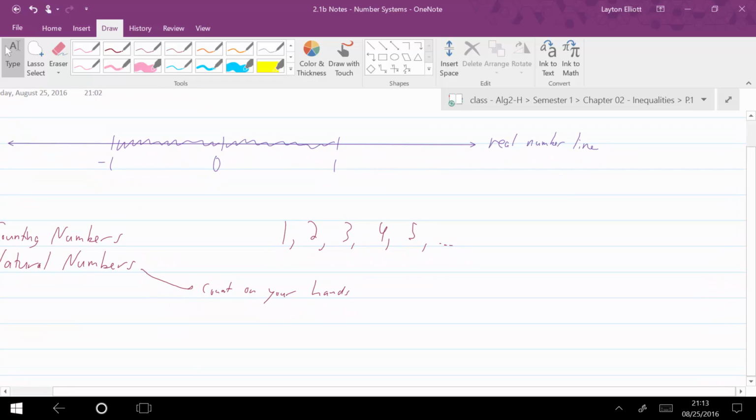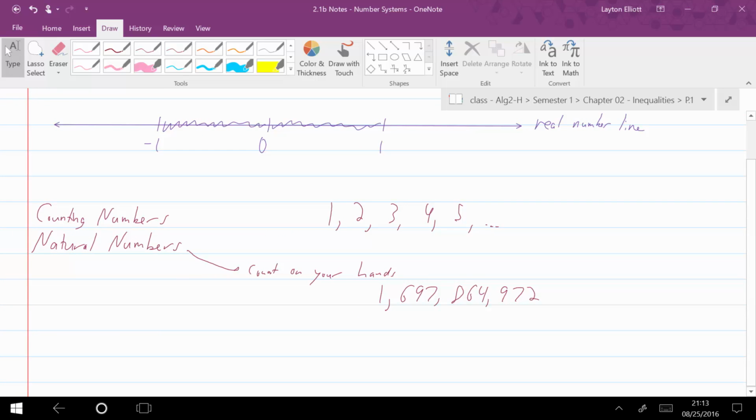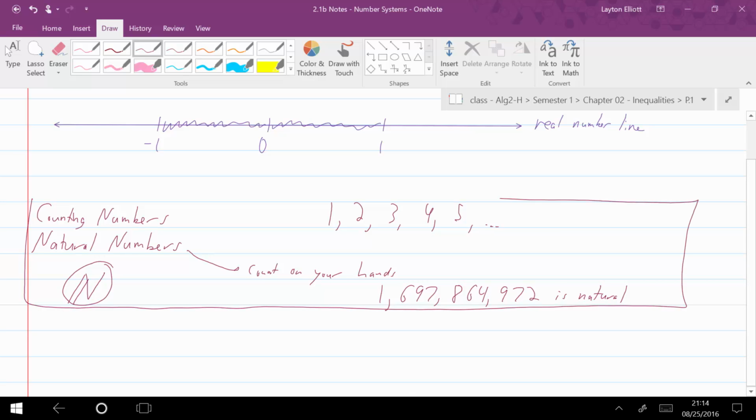In fact, if I gave you the number 1,697,864,972, that is also a counting number. This is a counting number, or a natural number, because it's a whole number. It's positive. It's a number that you could, if you had that many hands, count. We certainly have that many people in this world. We have more than that. So we give the symbol of an N, with a double-struck style, to describe the natural numbers. So that's the natural numbers, and they build up the first set of numbers that we're describing.